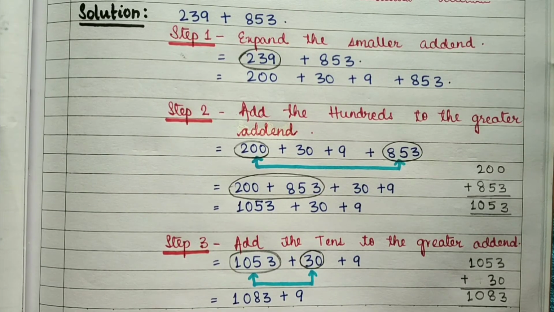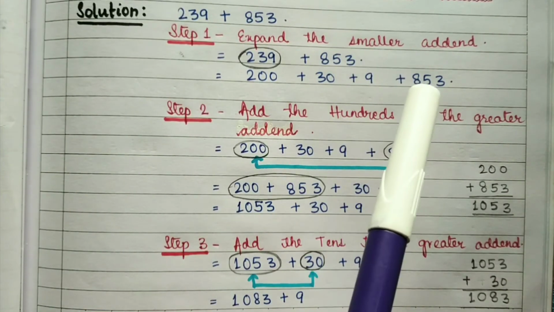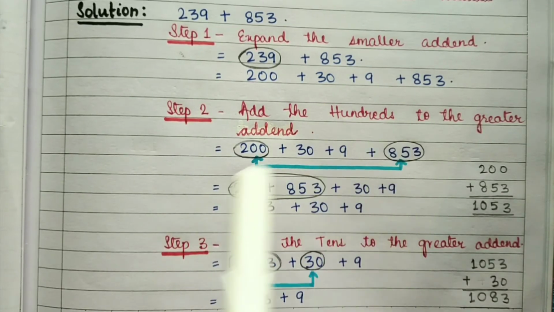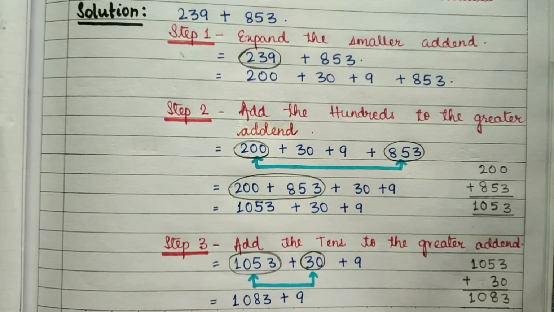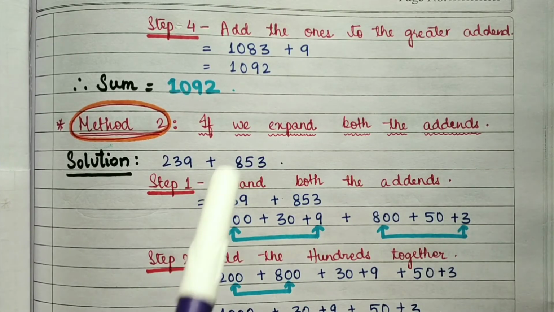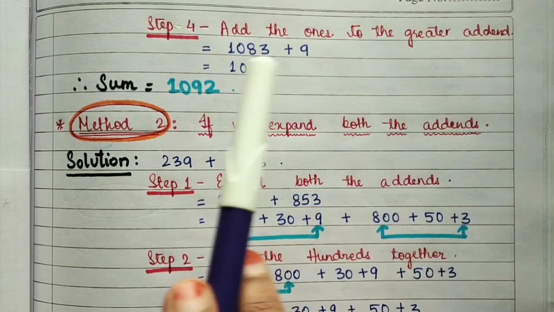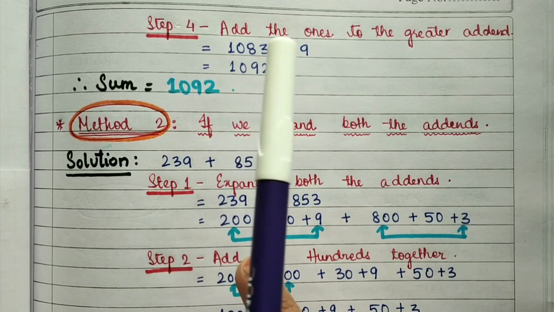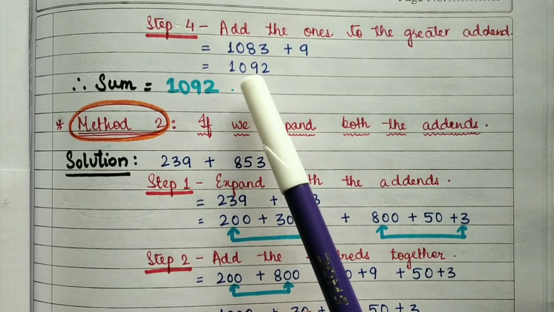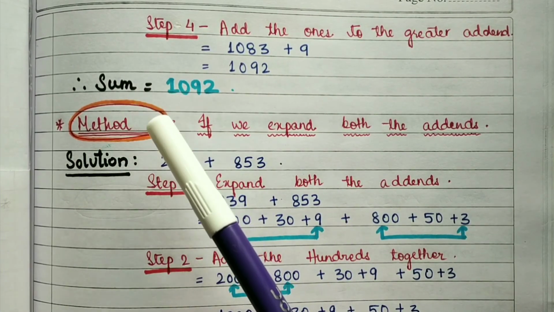Now children, the fourth step. Step number 1 was to expand the smaller addend. Step number 2, add the hundreds to the greater addend. Step 3, add the tens to the greater addend. And step number 4 is add the ones to the greater addend. So after adding to the greater addend, that is 1083 plus 9, we will get 1092, which is the result, which is the sum of the addition.